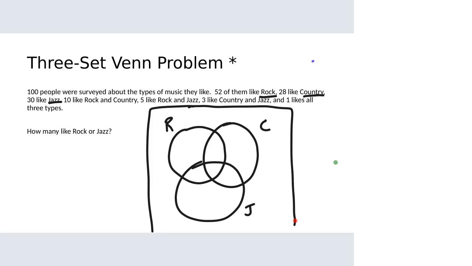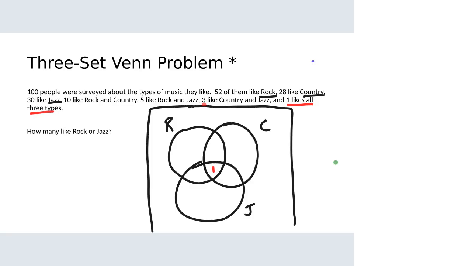Now we're going to start filling in the numbers. And when we do that, it's kind of nice that the way the information is given to us lets us know, just work backwards through here, because one person likes all 3 types. So we're going to put one person there in region 5.